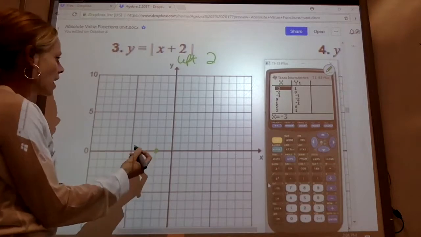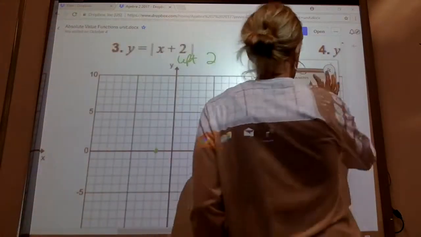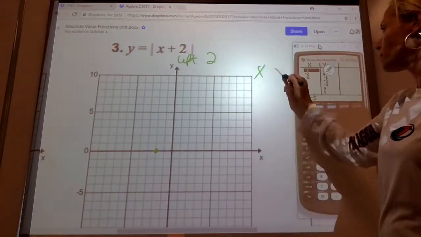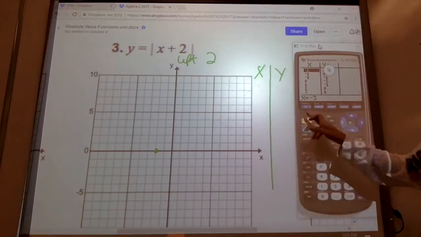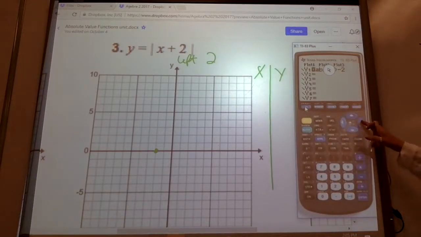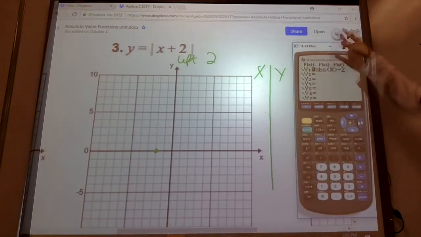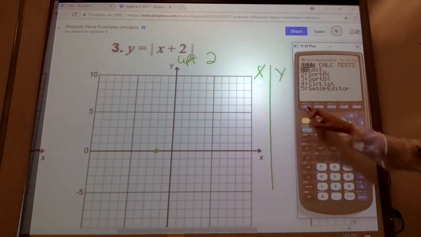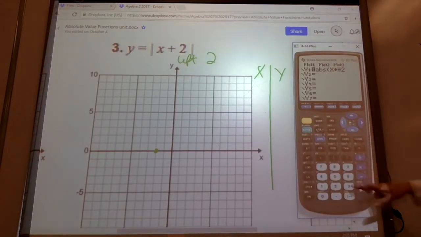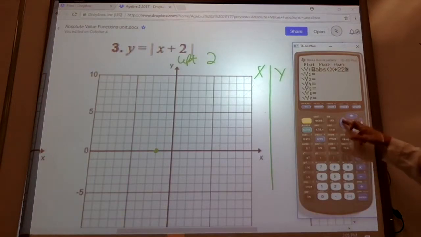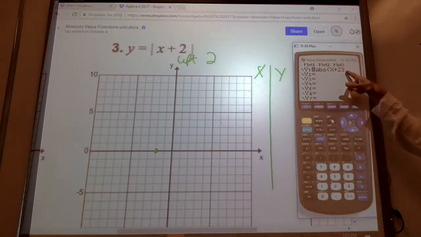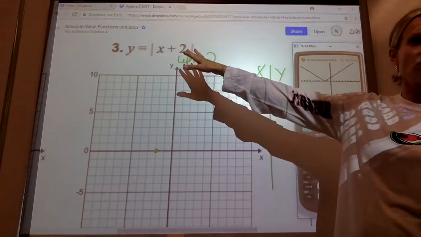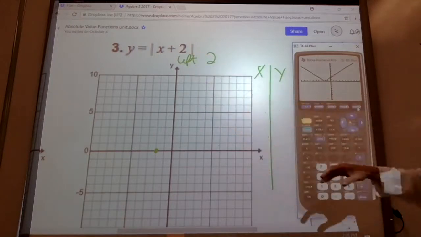That's what I know, but I need a table of values so I can graph this. So I'd go back to my calculator. Go back to y equals, and now I want the absolute value of x plus 2. Graph it, and it looks 2 units left, so I know my description's correct, left 2 units.